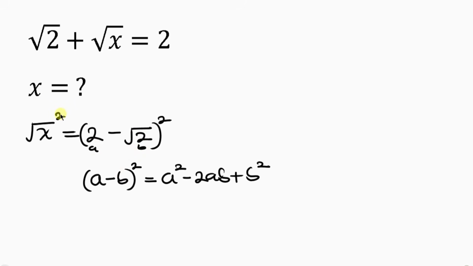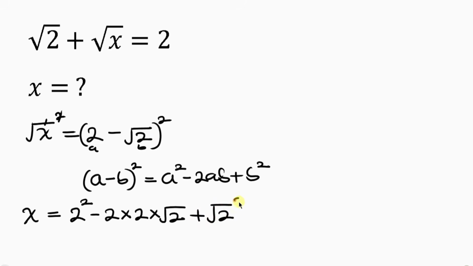Now let's go back to this. So you see that the square cancels out the square root, leaving behind x to be equal to, now we're going to be writing this in terms of its identity. So this will be 2 squared minus 2 times 2, which is our a, times the square root of 2, which is our b, and then plus the square root of 2 raised to the power of 2. So we've been able to write this in terms of its identity.